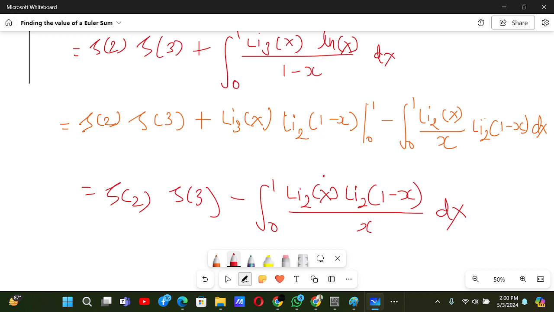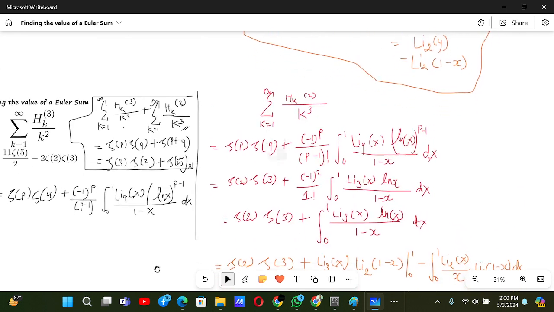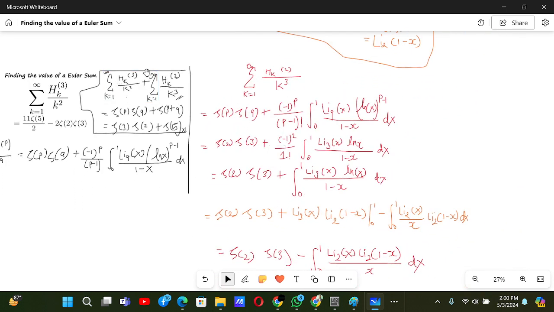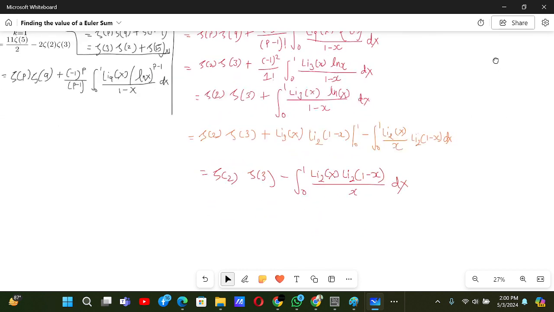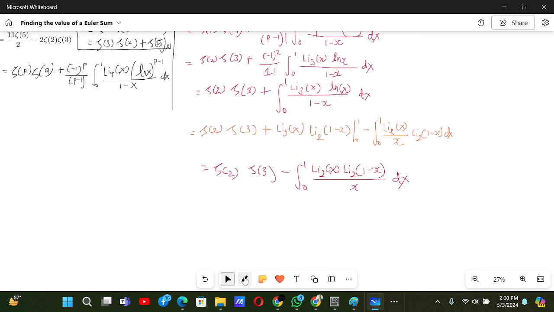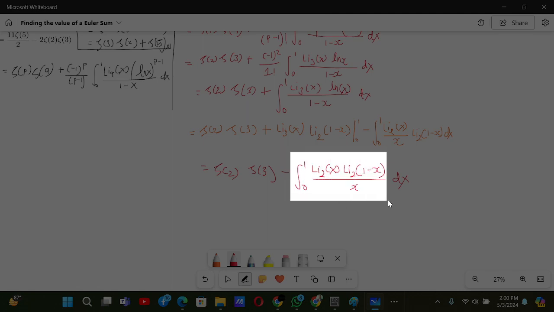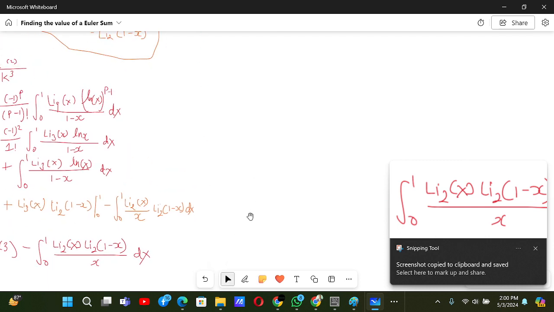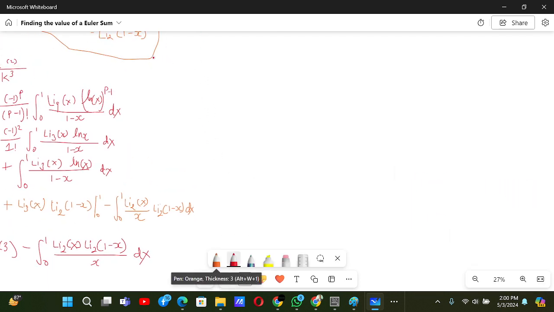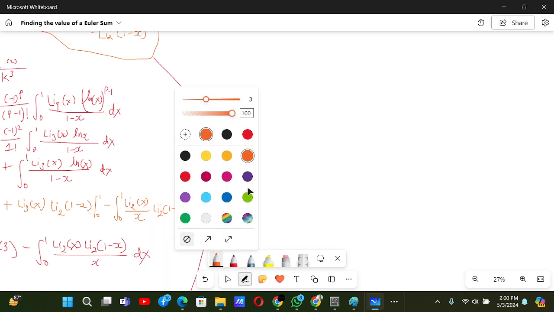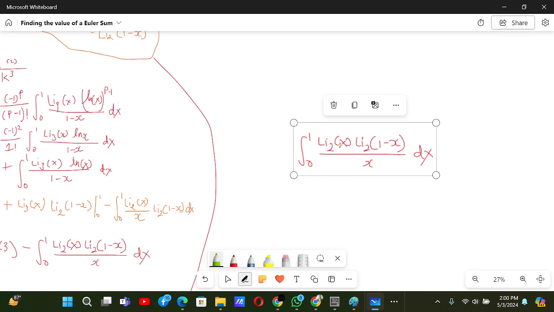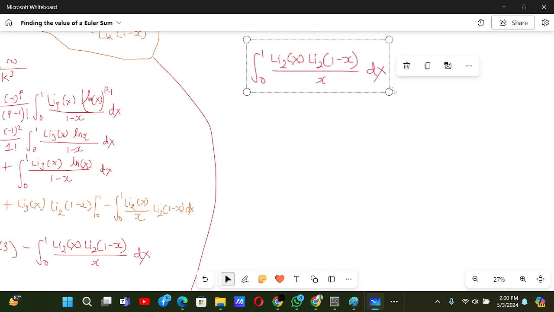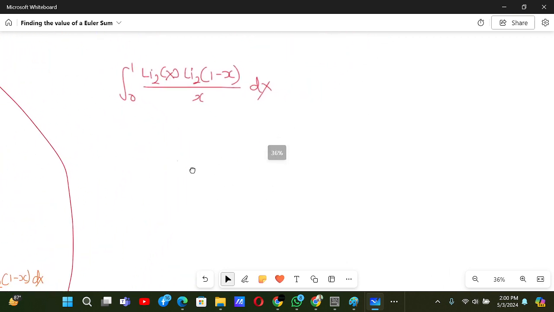Now let's proceed forward. So let us analyze the progress we have made till now. For finding this expression we said that we will find the other expression, and now the other expression has reduced to this integral. So that means I have to solve this integral to solve the problem. Let me take this integral and paste it on the other side. Now let me use another ink, let's say green, and paste the problem. Yeah, now let's solve this integral.